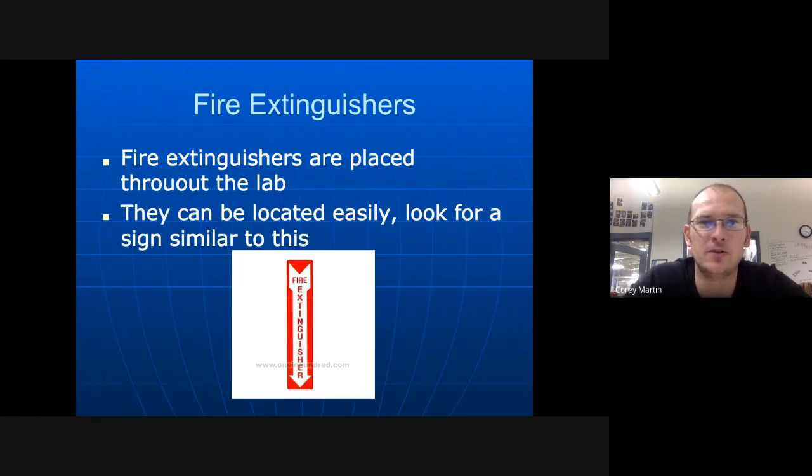Fire extinguishers are placed throughout the lab. We've also got one very, very close to the classroom. They can be easily located by looking for a tag or a sticker similar to the one in this picture. May not be exactly the same, but it's going to be pretty close.